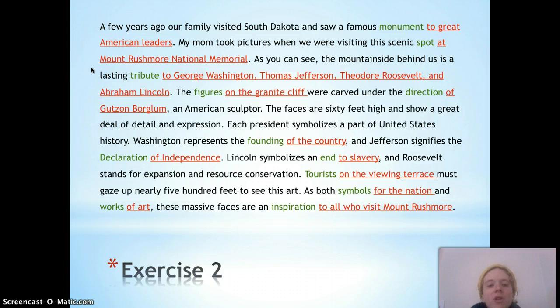So this is the end of our introduction to adjective phrases. Next on the itinerary will be adverb phrases.